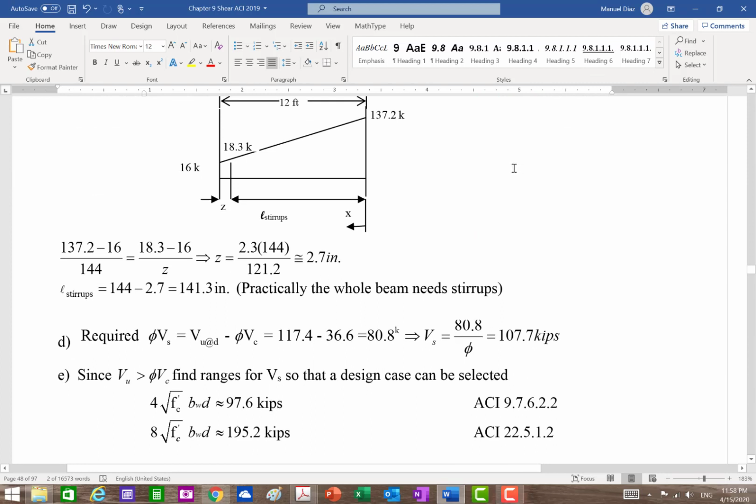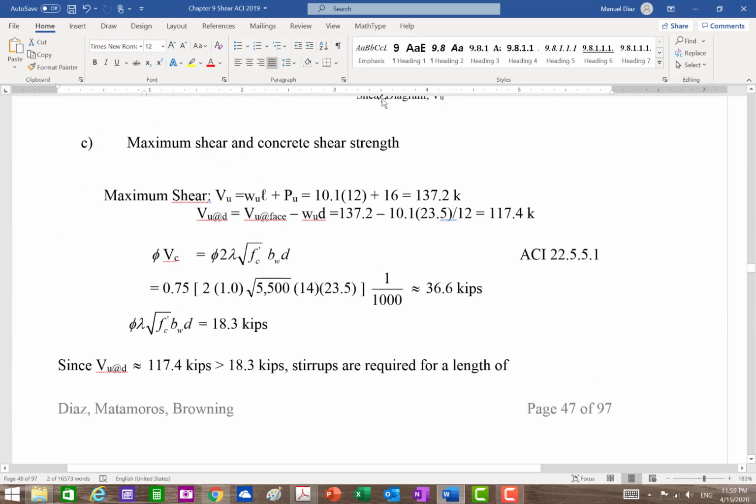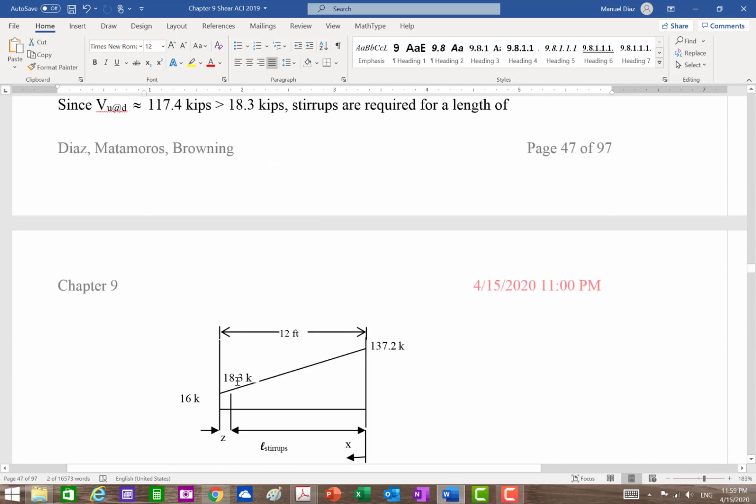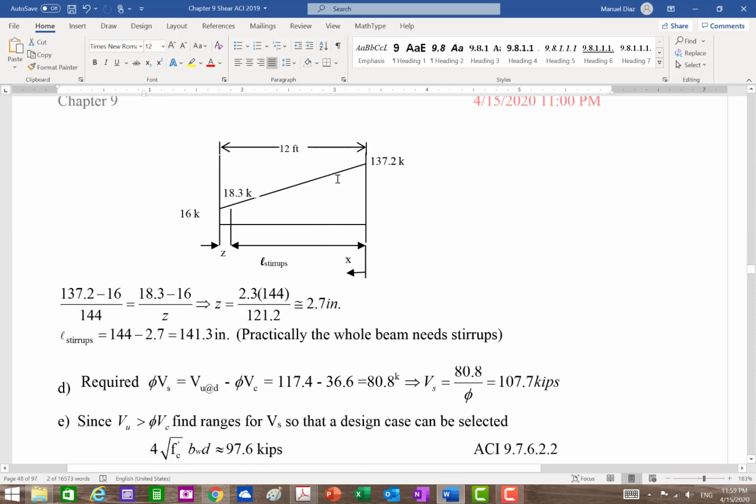Indeed. You can use your formula for shear, right? And you will have the same as this formula. Your value at the face, 137.2 minus WX, should be equal to 18.3. And you solve for X. So X measured from there. And that gives you the length of stirrups too. So you can use that formula or you can use proportions, either one. You don't have to do both, okay?